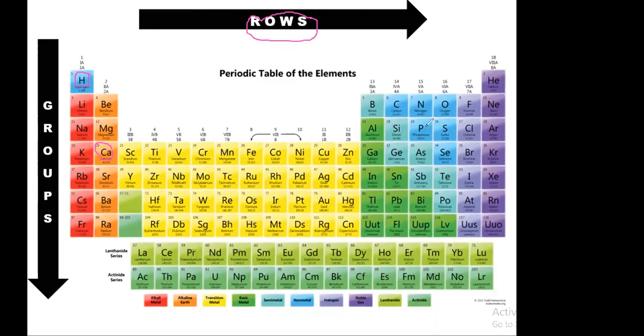Here we go. Okay, so if we look at row 1 is hydrogen and helium over here, right? And we look at row 2 over here, row 3, row 4, row 5, 6, and 7. We do not regard the bottom elements as rows, okay?